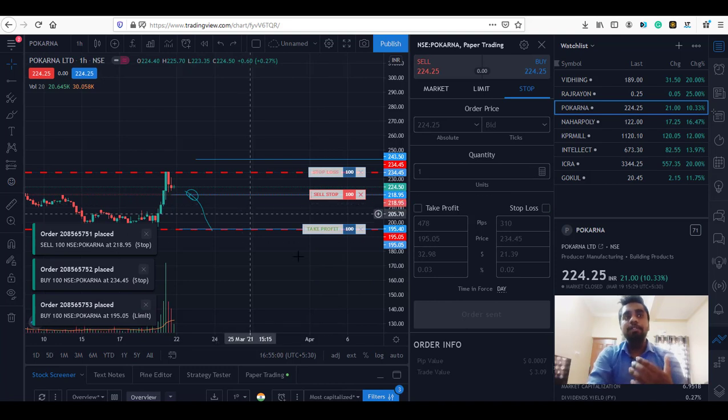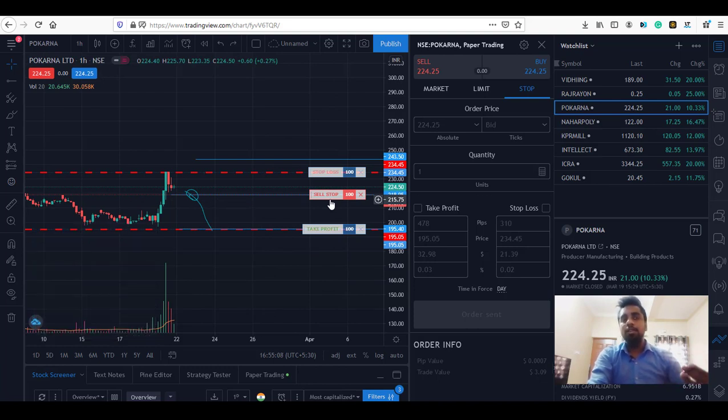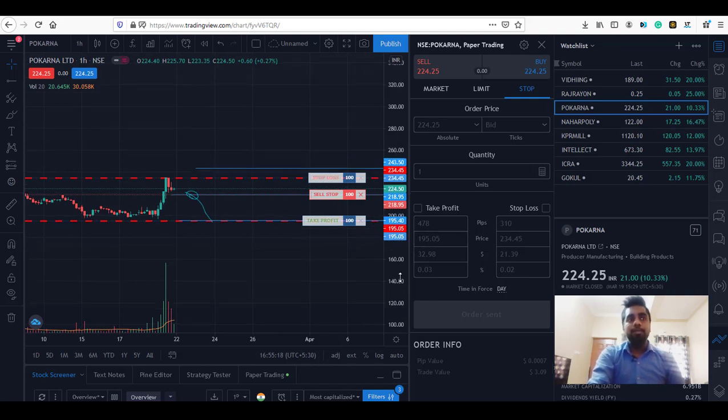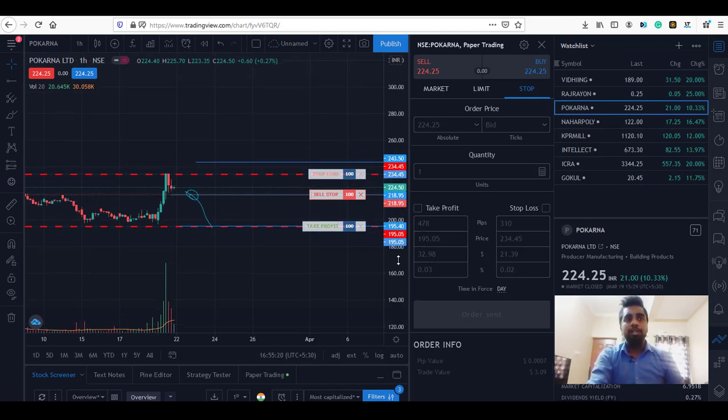Now you can see when we place a trade, there are three lines: our stop order, which is the sell stop. We placed the order before the market opens, so when the market opens, the order will trigger in case the price comes and hits this level. Next we have a stop loss and a take profit. If the price comes and hits the take profit, we are in profit. In case it goes and hits the stop loss, we lose.